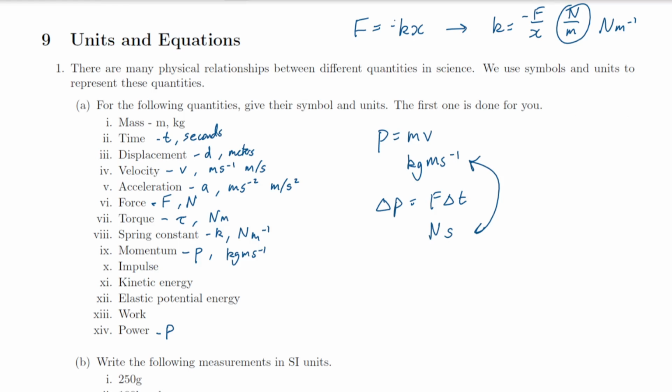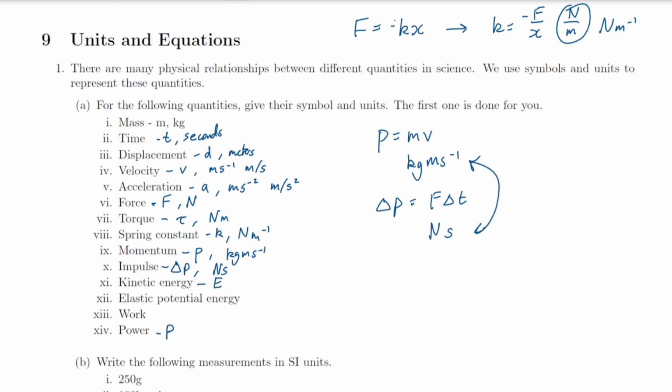Onwards. Oh, there it is, impulse, which is change in momentum. So it's symbolized by capital delta, so a triangle, P for momentum. And again, the units are either kilogram meters per second or usually newton seconds, but they are equivalent. So either works.